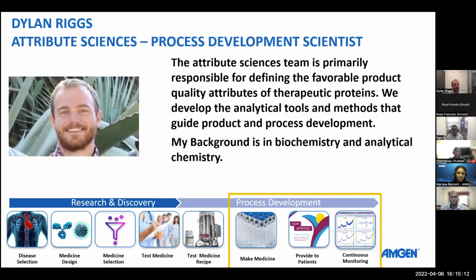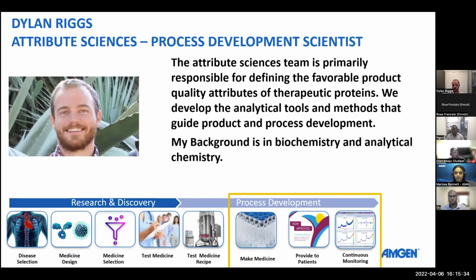Hello, my name is Dylan. I'm a process development scientist in attribute sciences at Amgen. And so attribute sciences is effectively the analytical chemistry arm of Amgen. And so as we've been hearing, there are a number of steps from the early research and discovery phase to a sequential series of scaling things up.